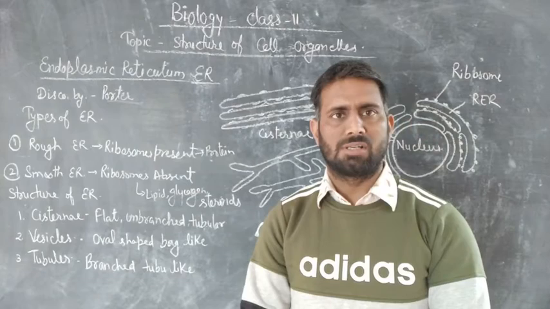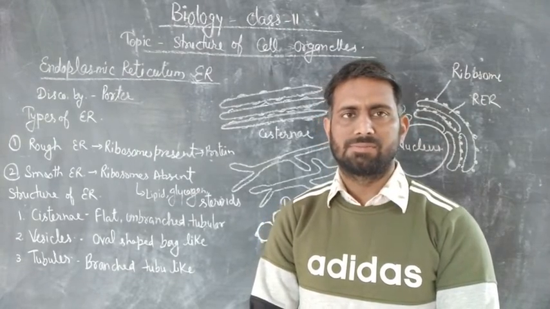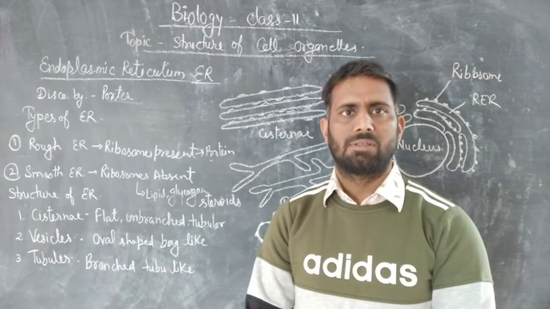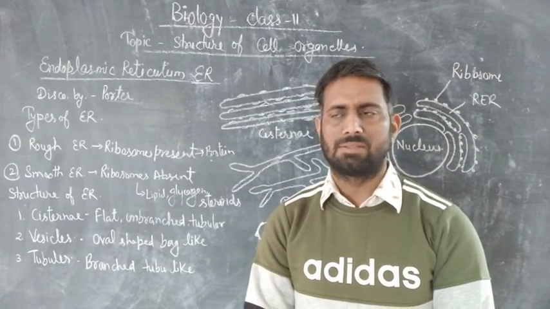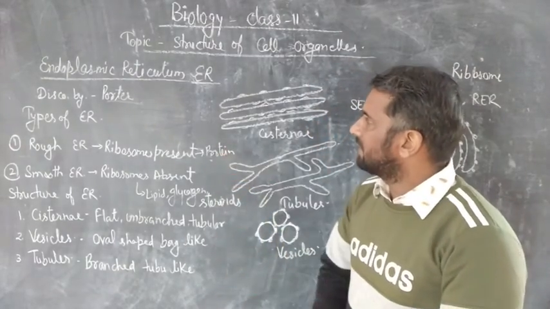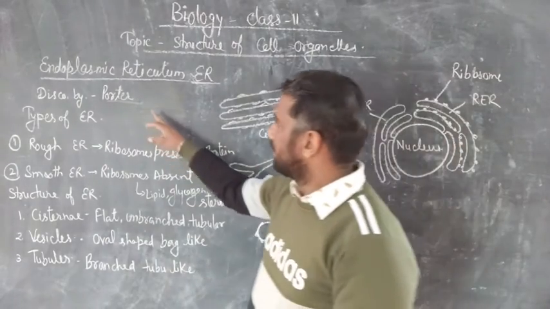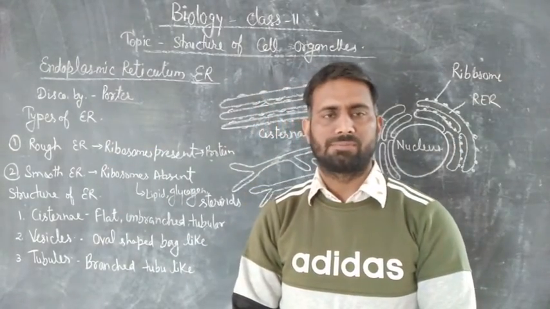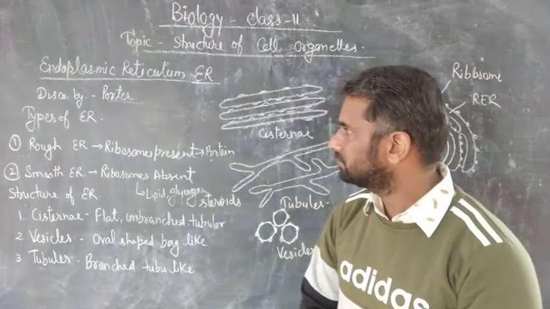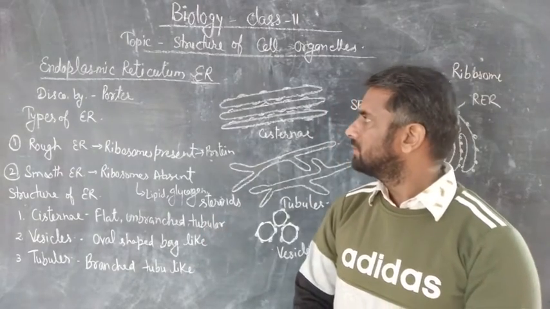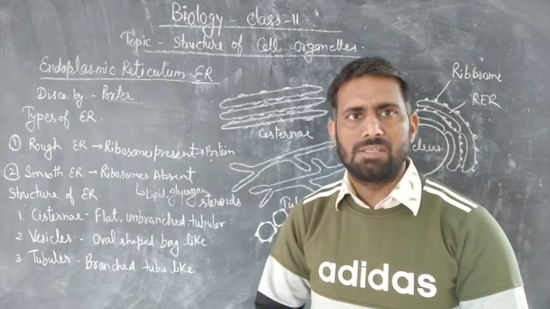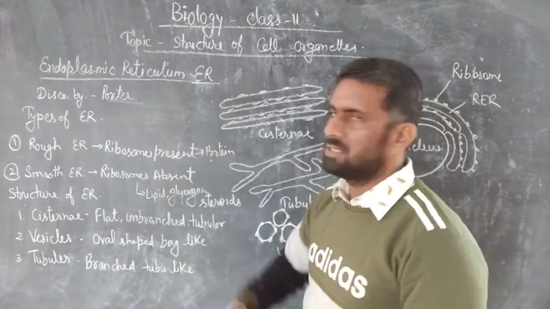Endoplasmic reticulum is a single membrane bound cell organelle which is found in all eukaryotic cells except prokaryotic cells and mammalian RBC. Okay. Endoplasmic reticulum was first discovered by Keith Porter. Keith Porter first discovered endoplasmic reticulum, and it is found in all eukaryotic cells. Its short name is ER.